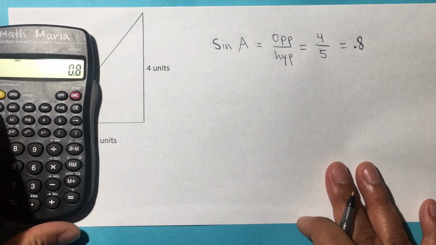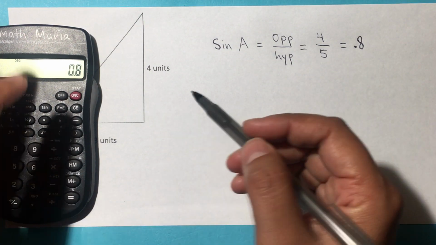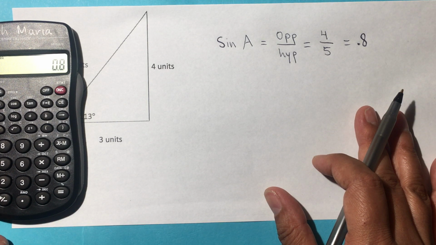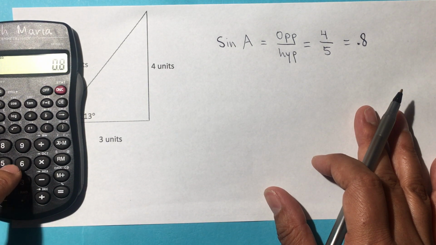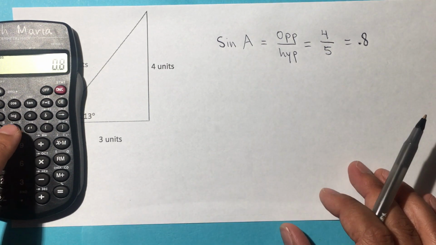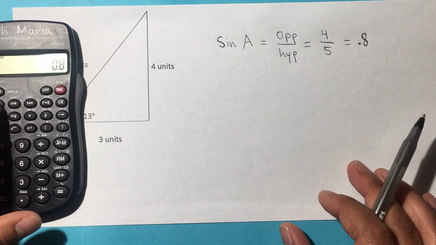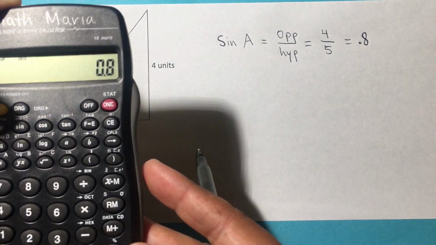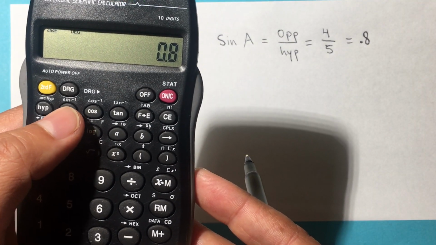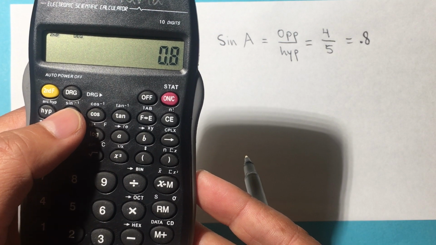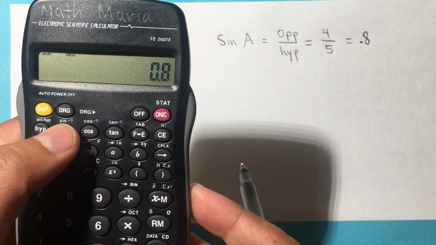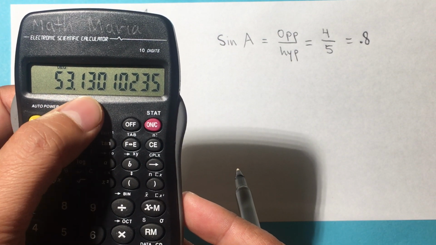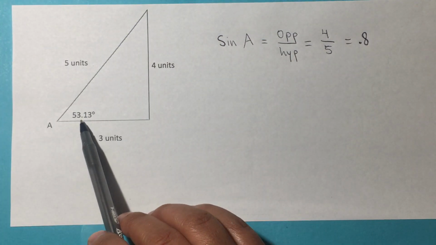Now, let me show you, if you remember how to get that angle from a previous lesson, and if you don't, I'll show you right here. It's going to be second, and since it's sine, for the second function, it's just the inverse of sine, which you can see. Let me get it closer. It's sine -1, which means the inverse of sine, okay? And we press that, and 53.13, and it's rounded to that, okay?